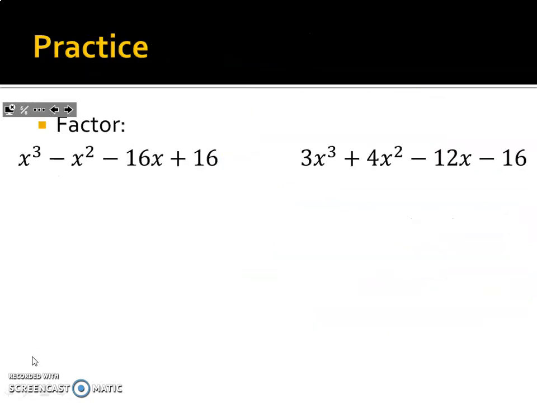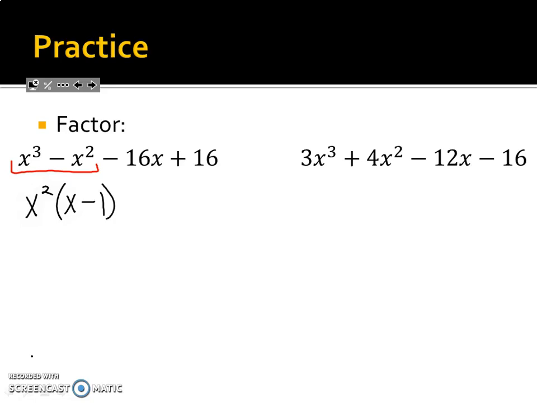Okay, so next page. I've got x cubed minus x squared minus 16x plus 16. So we are going to solve this by factoring by grouping. What can I pull out of my first 2 terms there? I've got an x cubed minus an x squared. Well, those both have an x squared. So if I pull out an x squared from both of those, I'd be left with just an x, and I'd be left with a minus 1.